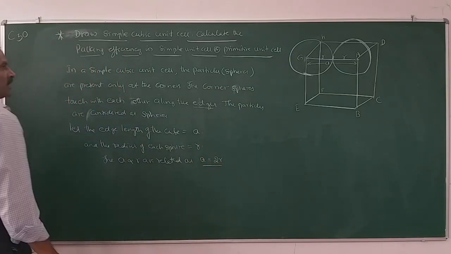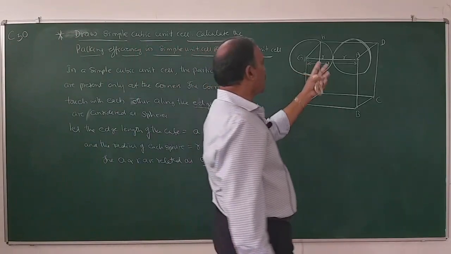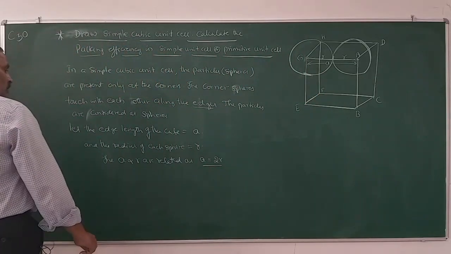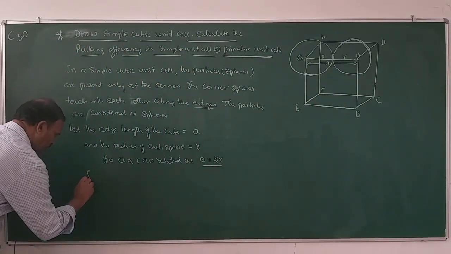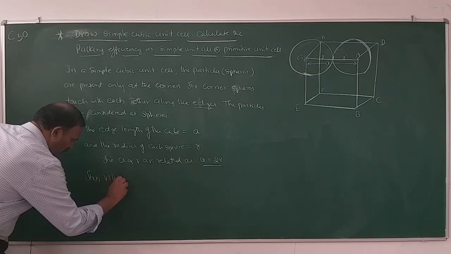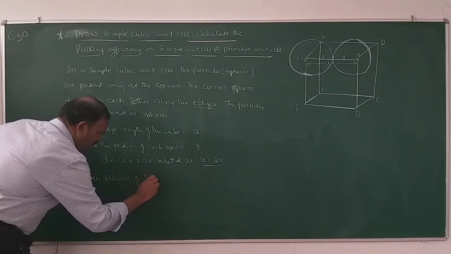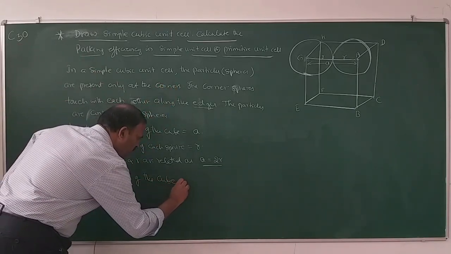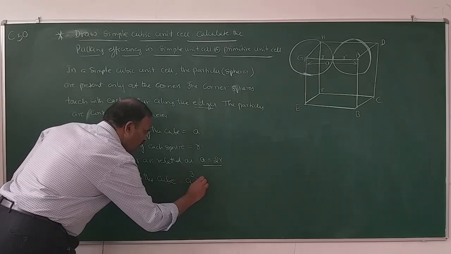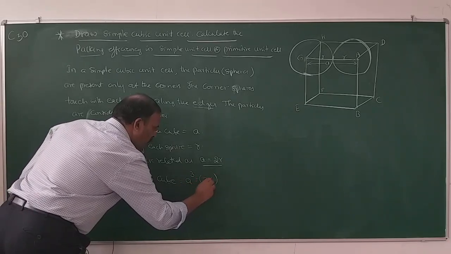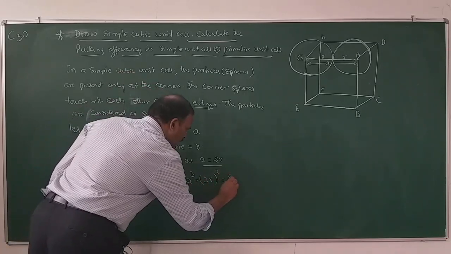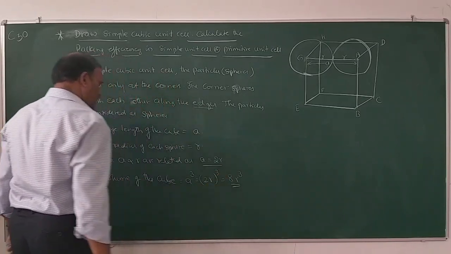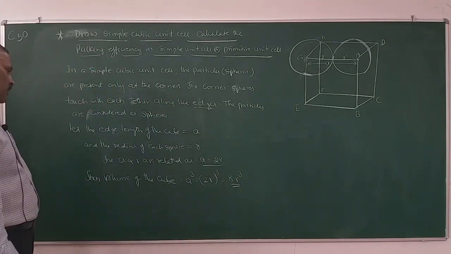Then if the edge length of the cube is a, what is the volume of the cube? Volume of the cube is equal to a cube. This is the cube, volume of the cube is equal to a cube, that is equal to 2r whole cube, that is equal to 8r cube. So volume of the cube is equal to 8r cube.